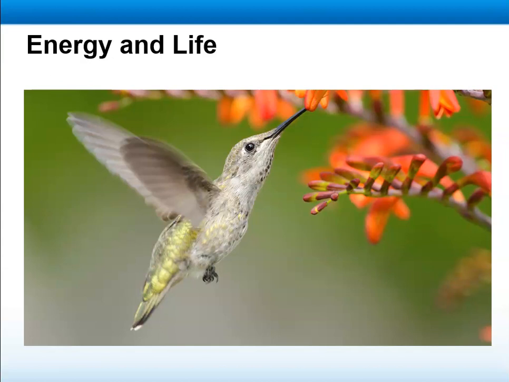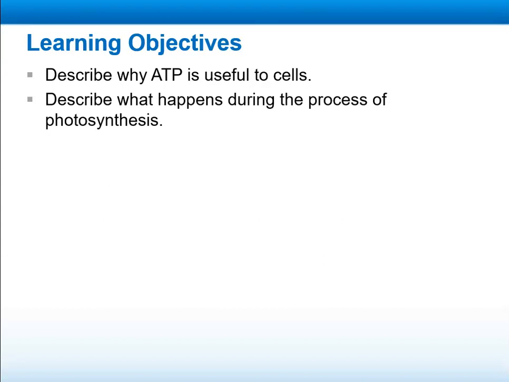In this lesson, we're going to learn about energy and life. We will describe why ATP is useful to cells. Of course, we'll also learn what ATP is. And we will describe what happens during the process of photosynthesis. Briefly, we're going to learn more about photosynthesis later, but we're going to look at the basics in this lesson.